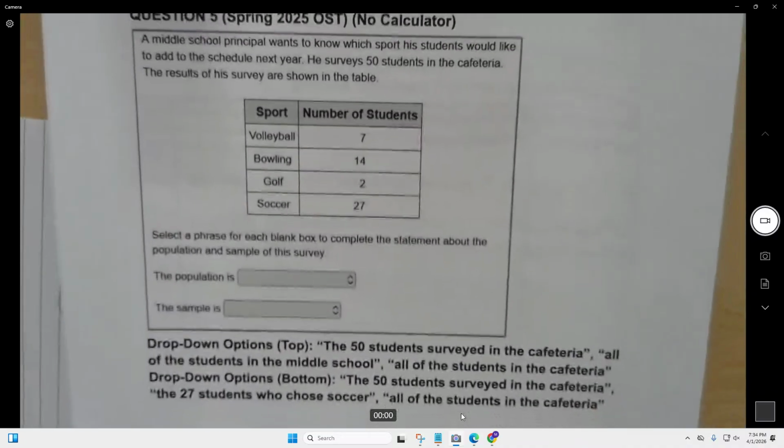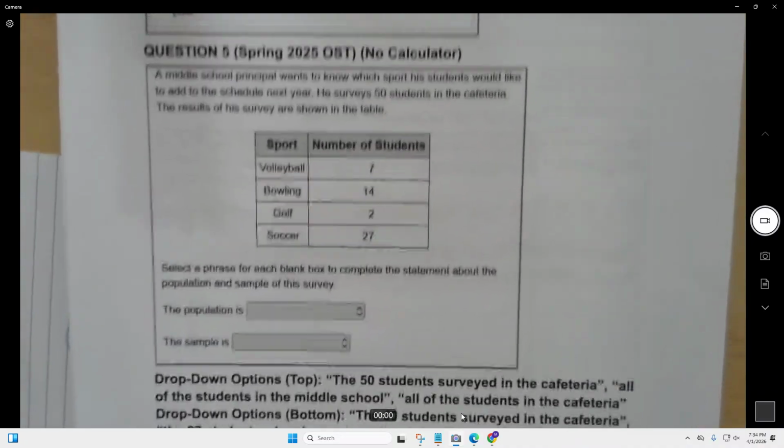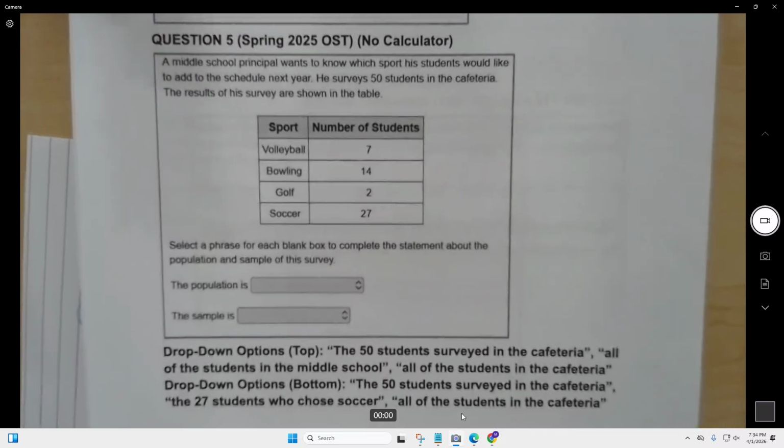Question 5. We've got to tilt the camera for this one.